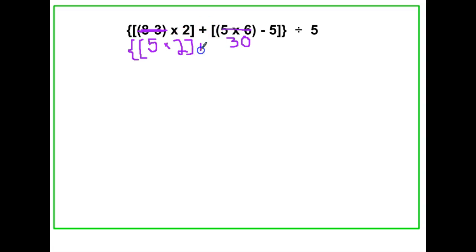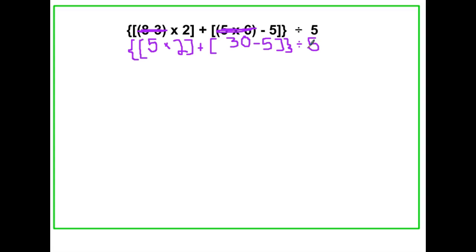Then I'm going to put my plus sign, bring down my bracket, and again, we don't need to include our parentheses because that's our first step. We have our 30 now. We do need to include the minus 5. We need to close off our bracket and close off our brace, and then put my division symbol, divided by 5. All right, so first step done.